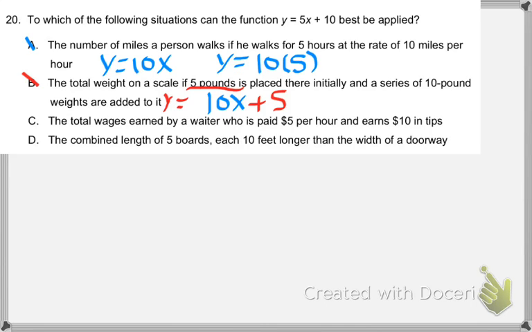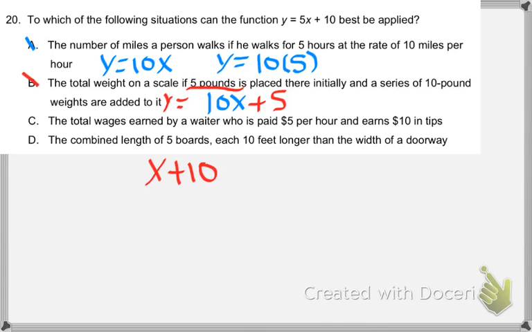All right, now let's take a look at option D. I might be skipping C on purpose. The combined length of 5 boards, each 10 feet longer than the width of a doorway. Okay, so let's think about that one. Do we know the width of our doorway? No, the width of our doorway is x. But we know that they're 10 feet longer than the width of the doorway, okay? So the width of the doorway, plus 10.